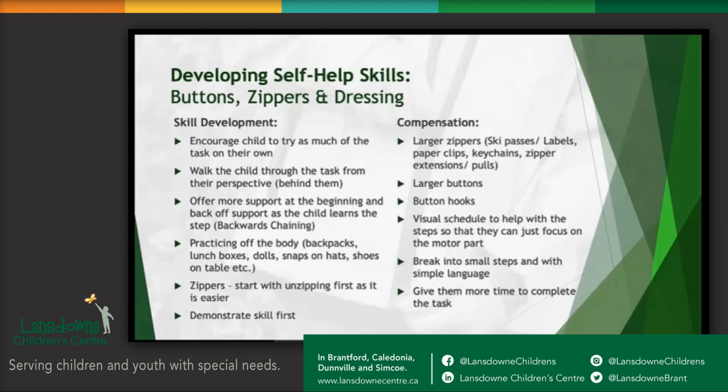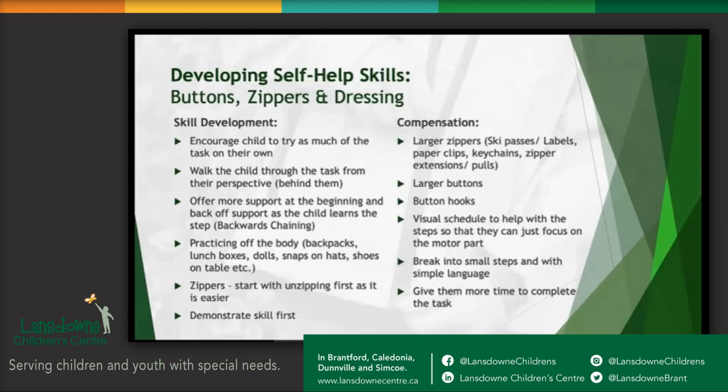And then in terms of compensation, we can use larger zippers, so for example, if you see ski passes, or you can simply use labels folded in half onto their zipper so that it makes it easier to grip. You can put paper clips on there, keychains, zipper extensions or poles. Larger buttons are typically easier, button hooks, a visual schedule.